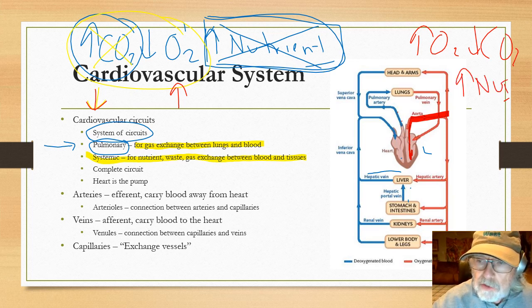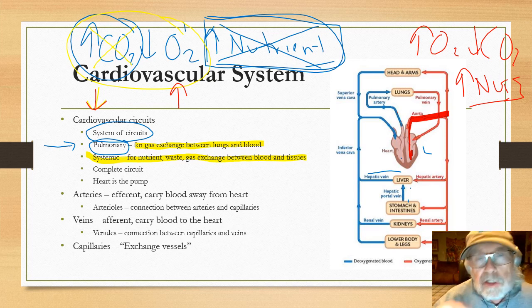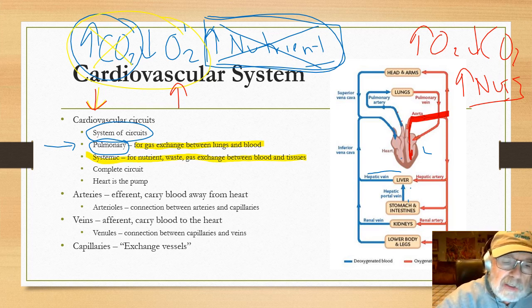I just put nuts, so you know what that is. It's not really nuts, but nutrients, okay? So therefore, now we have the optimal material to be able to deliver to the cells for function, okay? So it goes up, and what happens is now the blood is going to be leaving that area of the left side of the heart.